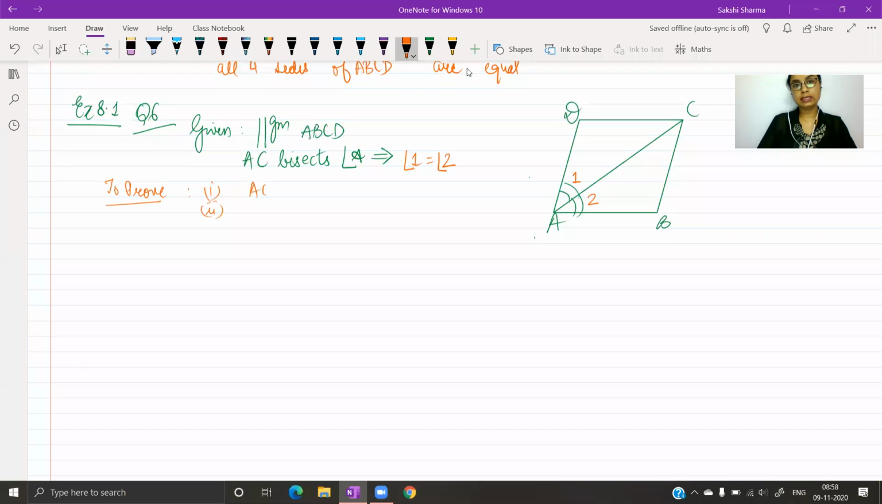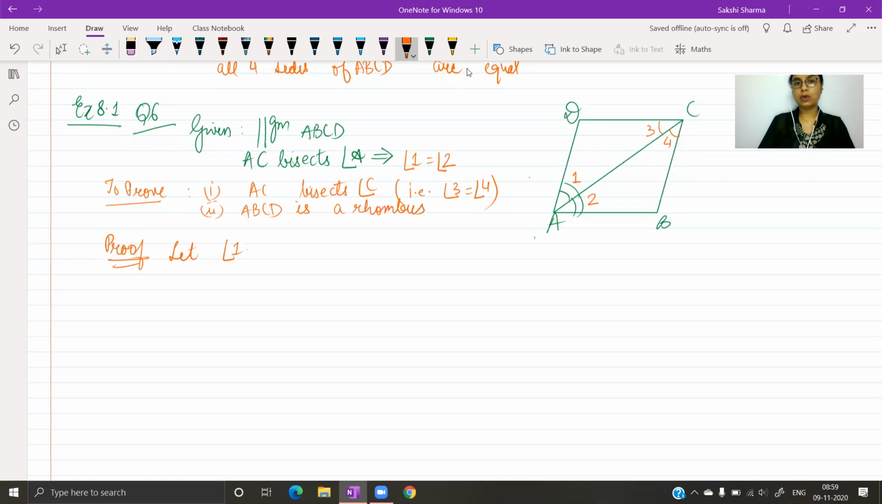First of all, AC bisects angle C. This is what I was discussing. I'm going to mark the parts of angle C as 3 and 4. So to prove the first part, I will have to prove angle 3 equals angle 4. And then eventually I have to prove that ABCD is a rhombus. That means all four sides are equal to each other.